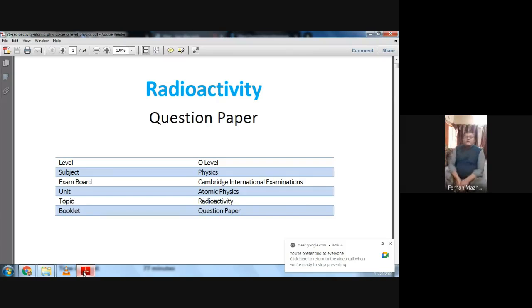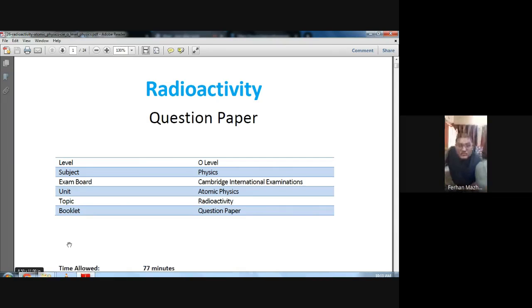Right now, I am with the 11th Cambridge class. The subject we are studying is Physics 5054, and this is the O-3 class, and we have set out the task for today. We want to do the MCQs related with the radioactivity. So we will try our best to do this.